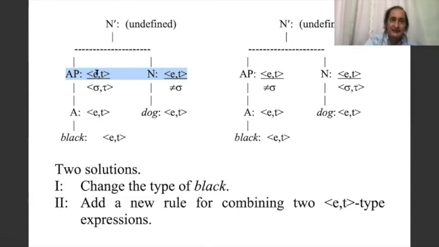This is the form of a function. That is, it's a form of sigma tau, something that can take a sigma and give back a tau. But this over here is not that right type. It's not the sigma that's needed. The AP needs a type E expression. This is not a type E expression. So the AP cannot be the function that takes the N as an argument.